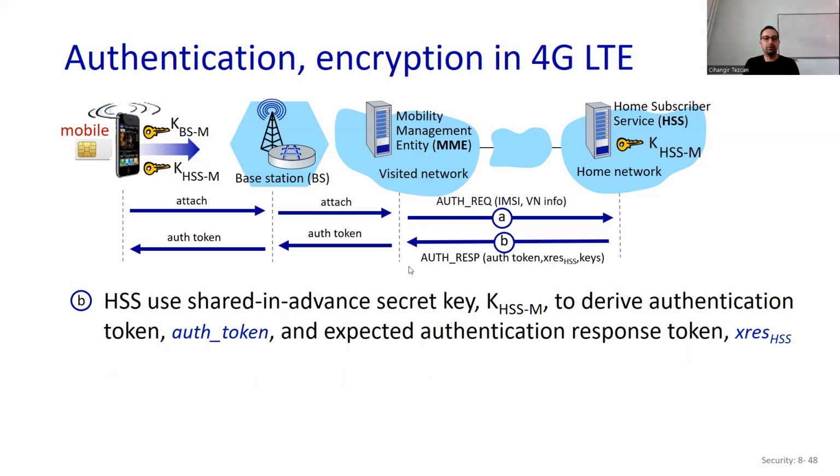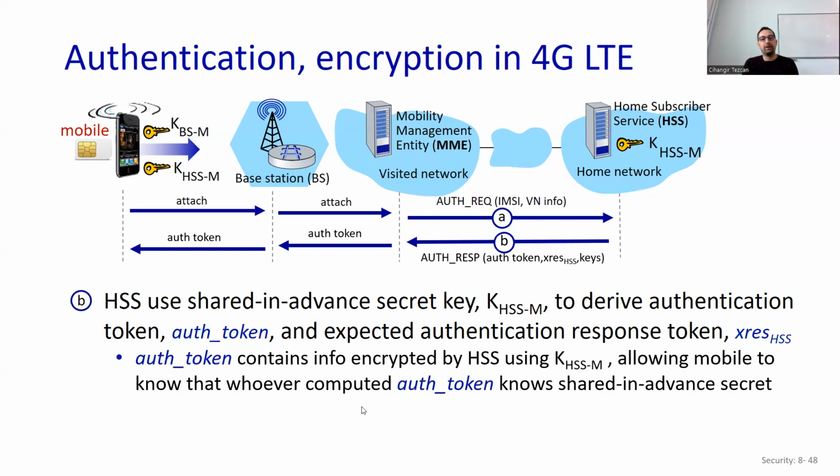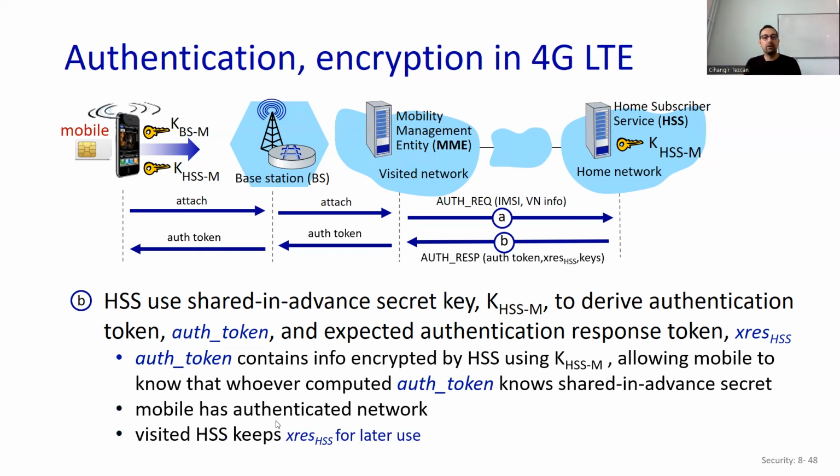Then you have the authentication response. So HSS uses the shared in-advance secret key to derive authentication token and expected authentication response token. This authentication token contains info encrypted by HSS, allowing mobile to know that whoever computed the authentication token knows the shared in-advance secret. So you know that you are authorized by your home service. Mobile has authenticated network. Visited HSS keeps this for later use.